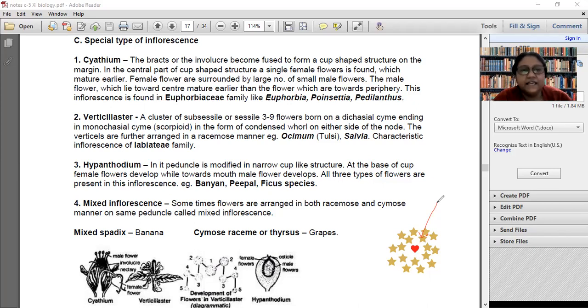Okay. Second is verticillaster type of inflorescence. So it is a cluster of subsessile to sessile 3 to 9 flowers. Okay. They are present at the dichasial sign. So what do we mean by dichasial? Actually, this is observed in case of Ocimum.